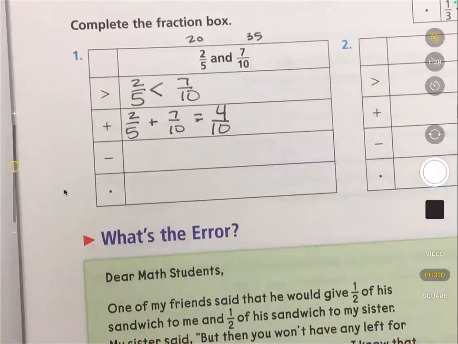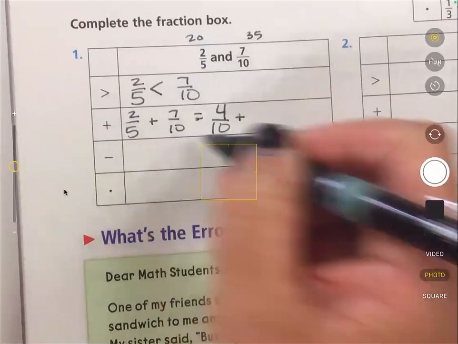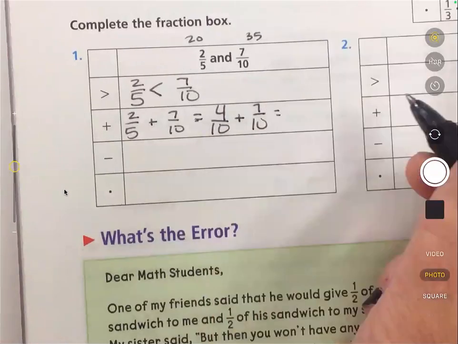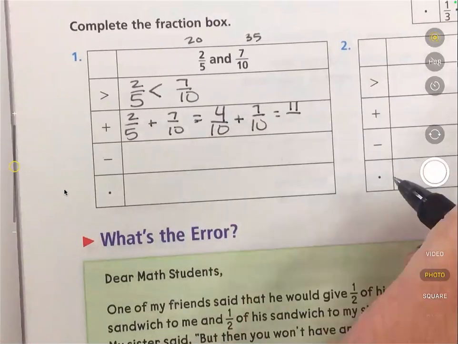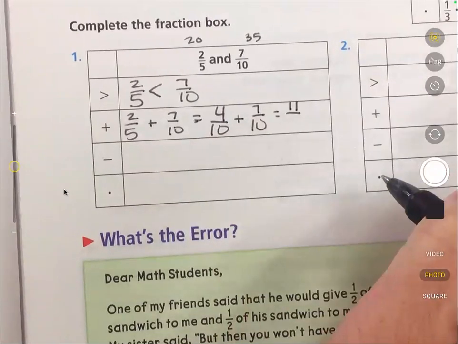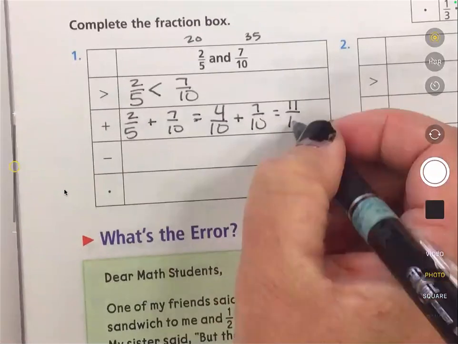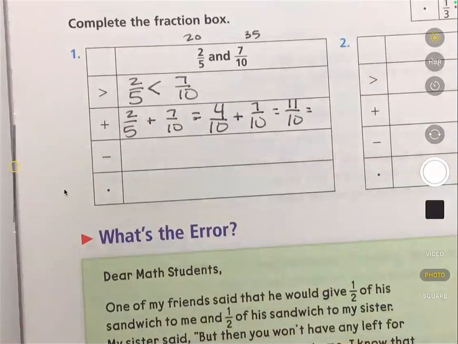So 2/5 and 4/10 are the same thing, right? Yes. So now I have 4/10 plus, do I need to change my 7/10? Nope, that can stay the same. 4/10 plus 7/10. Add my numerators. 7 plus 4 is 11. Do I add my denominators? No, my denominator stays the same. It's a 10. I'm going to write down a 10. But 11/10, that's kind of a yucky looking answer, isn't it? We got to fix that answer.